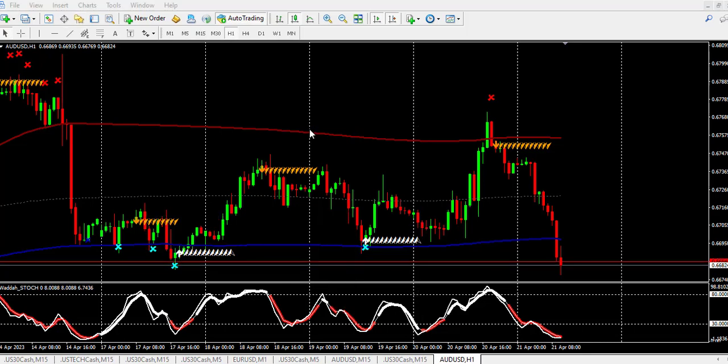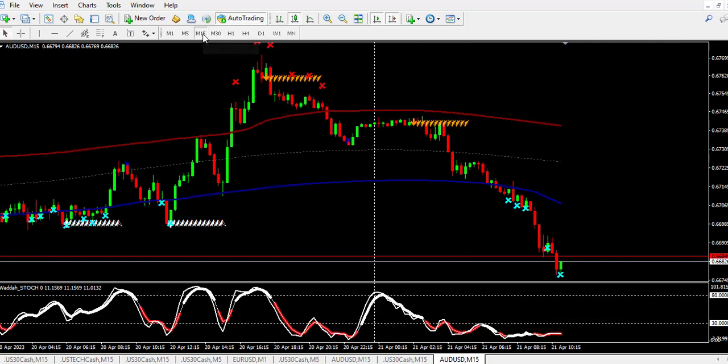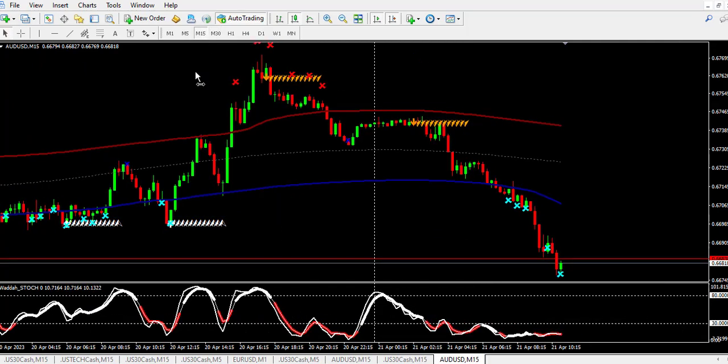Now let me show you what I use for this particular indicator, all the values that I use for these particular indicators.